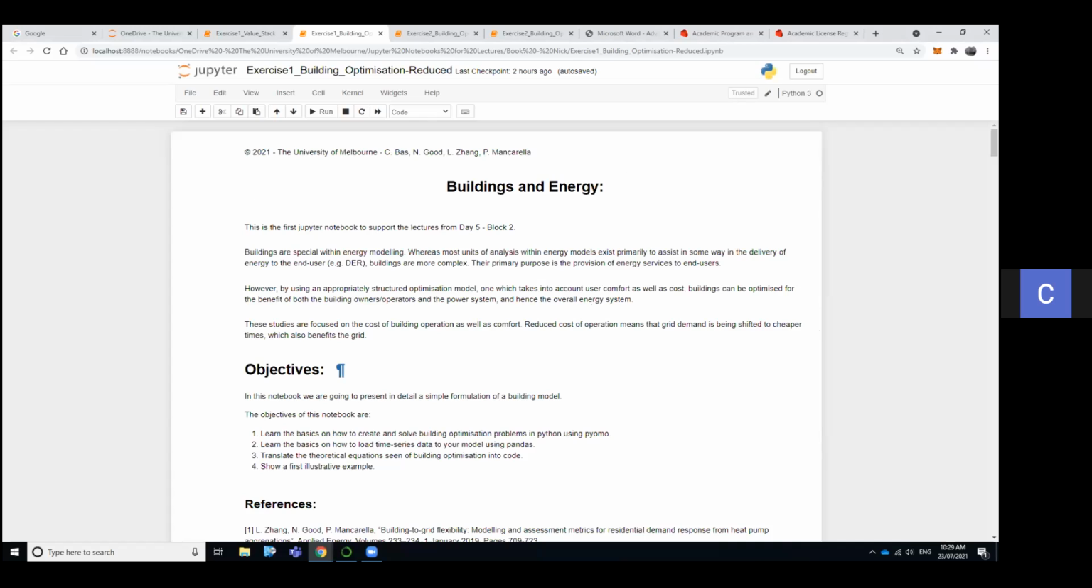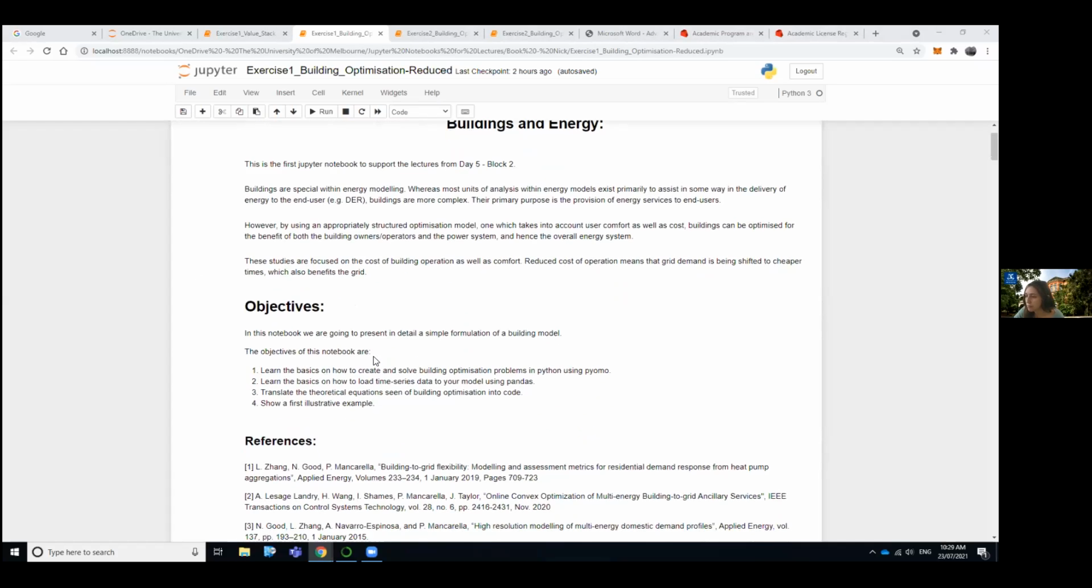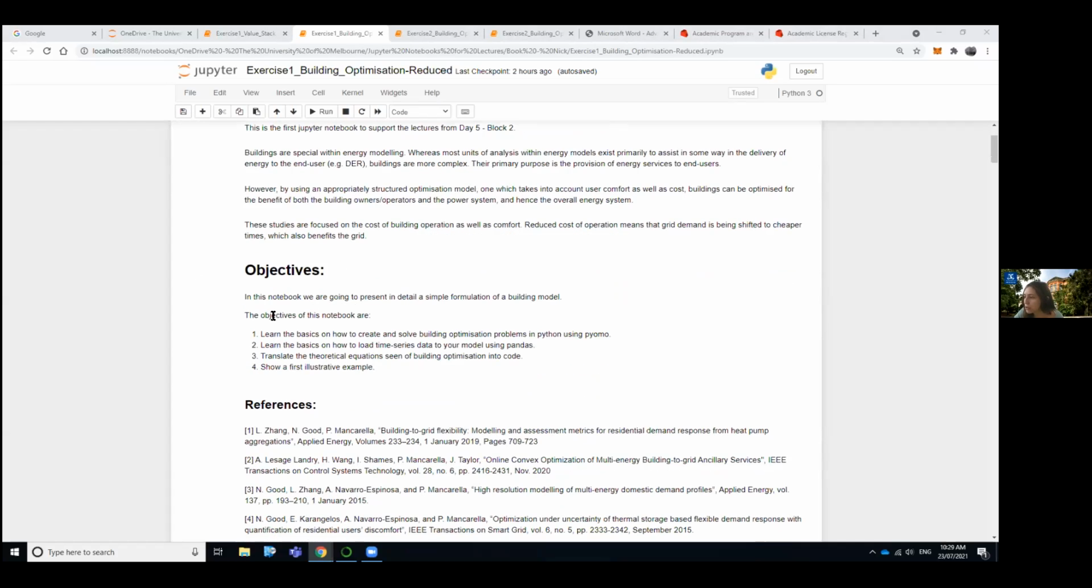With optimization problems like the one that I'm showing now, oh, sorry, I didn't start my video. These kinds of problems, like I'm showing now, we can take into account comfort while reducing costs. This means that energy demand of the customers is shifted to lower prices, and this in turn helps the grid and the power system operation. So in this notebook, we're going to learn how to create and solve a simple building optimization problem using Pyomo.